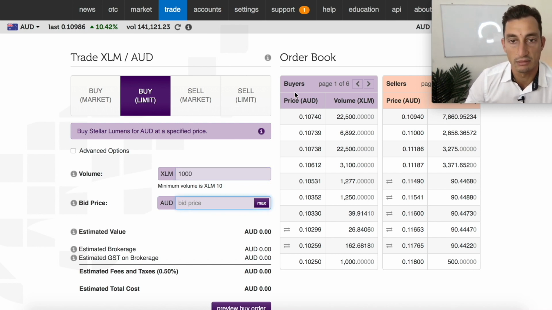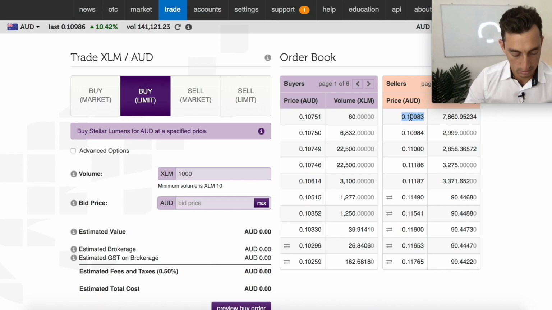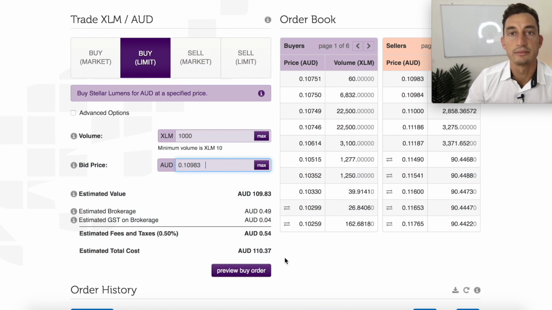What's my price at? Okay, the sellers are selling it at 0.1094. Sweet, I can get all of those at that price there. I could just click on that, copy, and then paste that in there and just hit buy. That's as simple as that if you were to do it for yourself instead of using the auto buy.